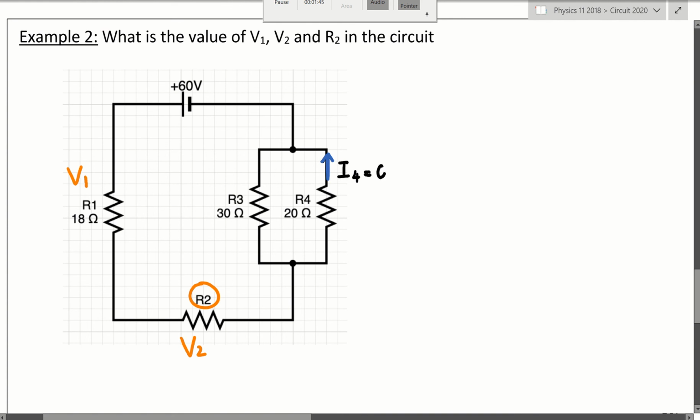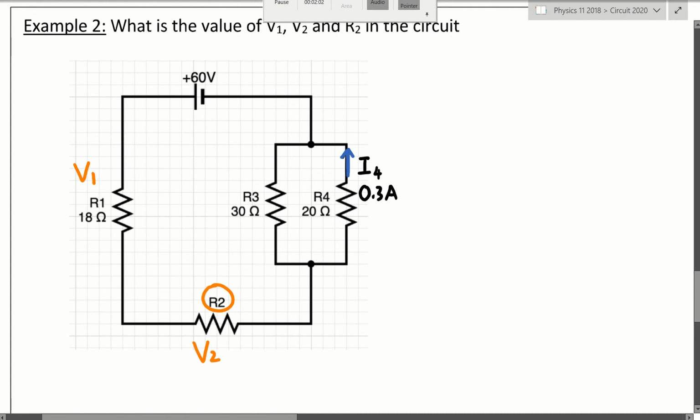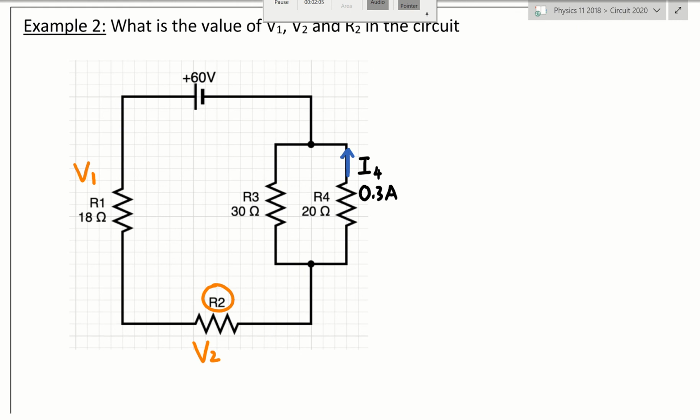I4 is 0.3 amp. I'm going to put it in here so that I can have more space. So I4 is 0.3 amp, which means we actually have the current going through R4. This is a given thing that I forgot to put in the question, so I apologize. That's the only thing given.